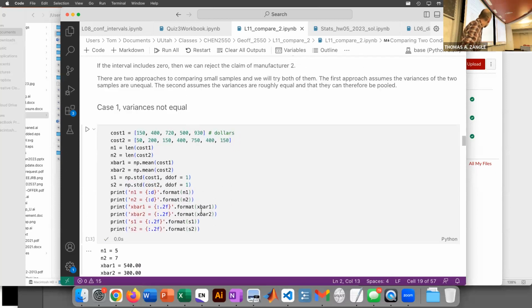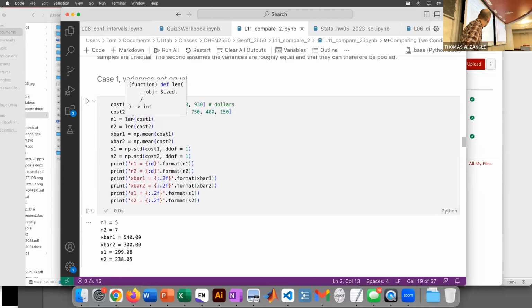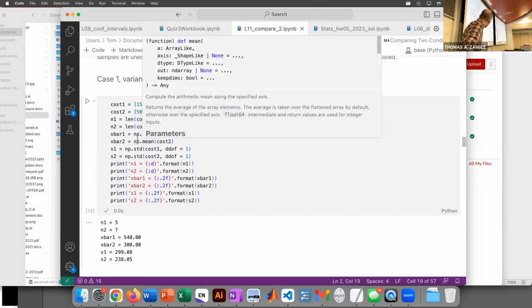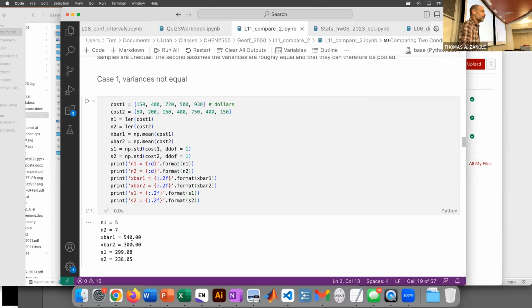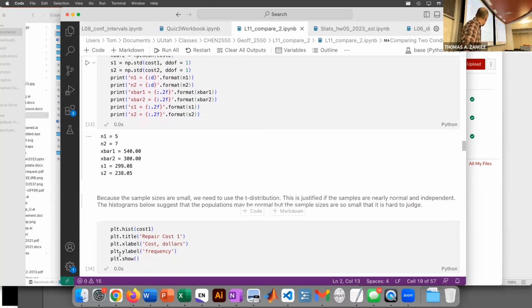This block of code, all it's doing is reading in the cost data and computing our statistics of mean and standard deviation on both of those sets of data. So that's what's computed down here: the mean for sample 1, mean for sample 2, standard deviations for sample 1 and sample 2.